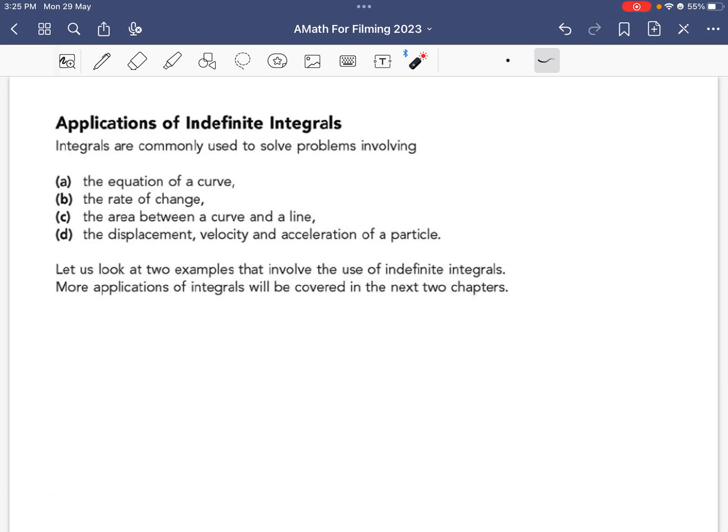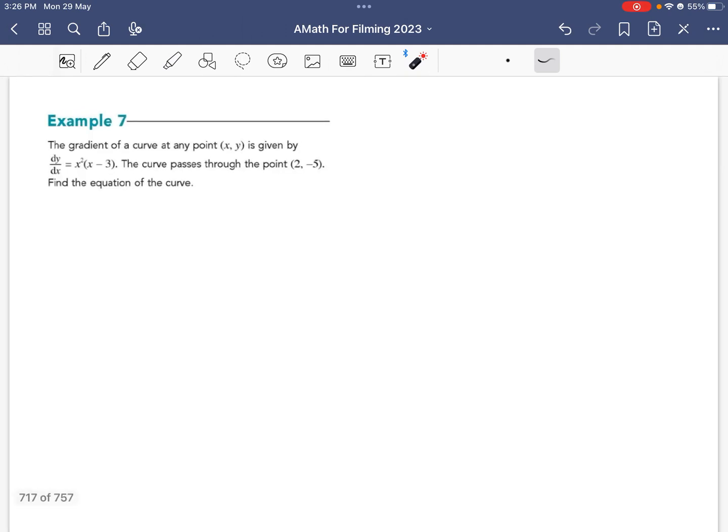Now, why do we integrate? So what are some applications of indefinite integrals? For example, we may want to find the equation of a curve. What we may have is the gradient function dy/dx. If we integrate, and if we have sufficient information, we can actually get back the original equation y. Then the rate of change, dy/dx, dy/dt. The area between a curve and a line, we will cover that in chapter 17. And displacement, velocity, and acceleration, that is covered in chapter 18 under kinematics itself.